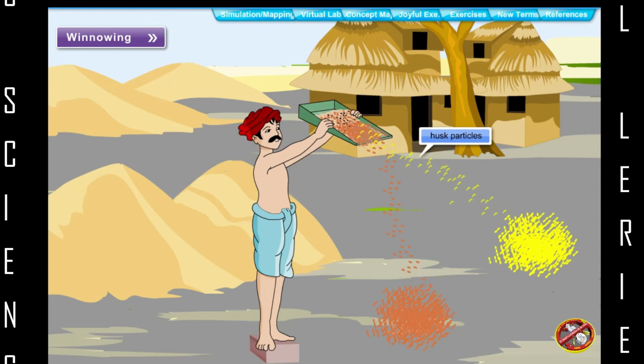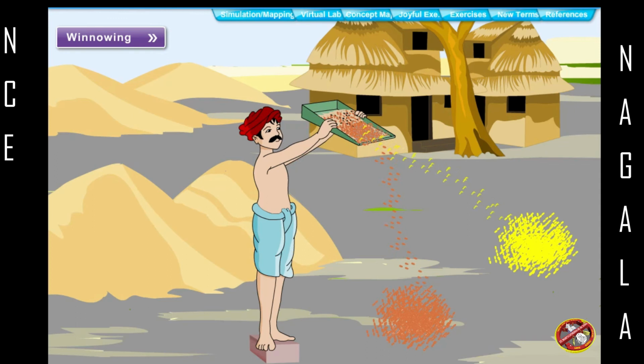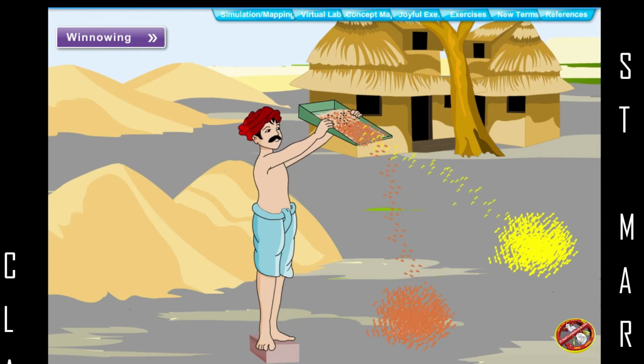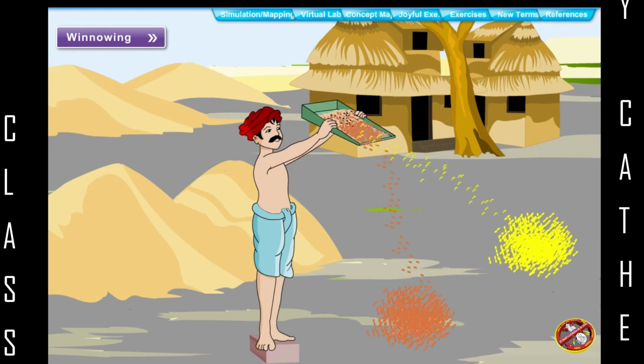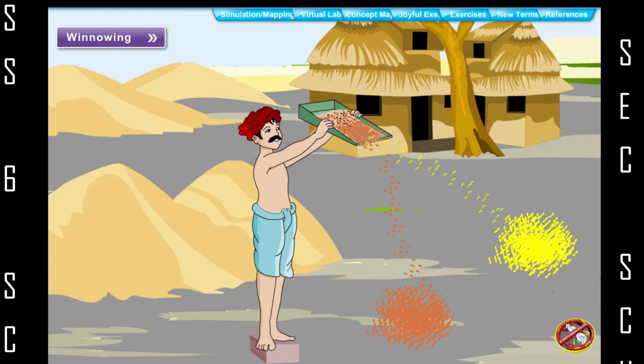a small distance away from the heap of wheat grains. In this way, husk gets separated from the wheat grains. The method of separating heavier and lighter components of a mixture by wind or by blowing air is called winnowing.